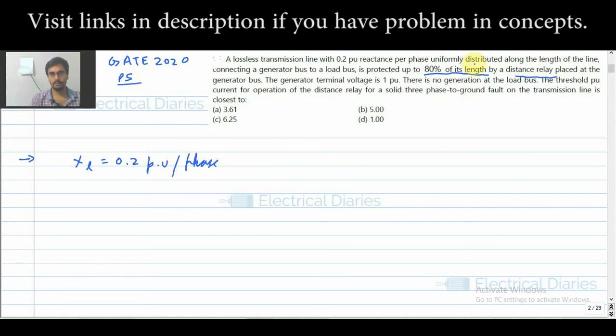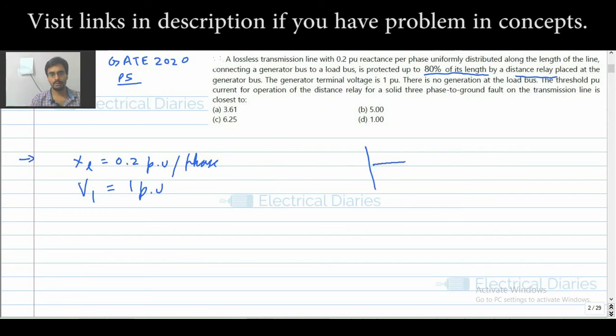Okay, and it is distributed along the length of the line. Up to 80% of its length by distance relay, the line is protected. Okay, the generator terminal voltage is 1 per unit. So the generator terminal voltage, let me say as V1, is 1 per unit. There is no generation at the load bus.